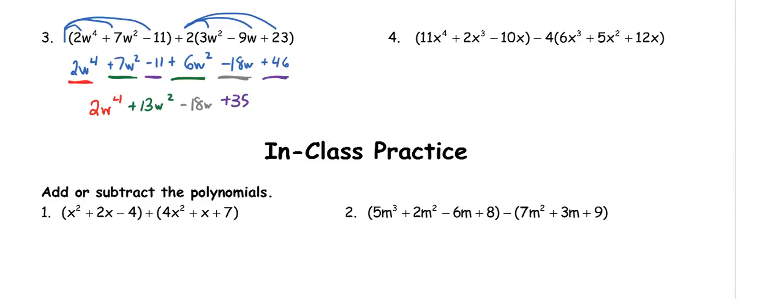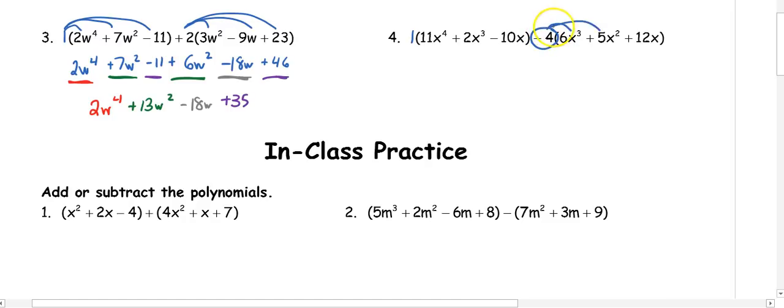In the last problem, the first parenthesis has nothing in front of it, so it's going to be a positive 1. The second parenthesis has a negative 4. Remember, if there's a subtraction sign, that we want to distribute that as a negative number. So first when I distribute 1, those stay the same, so 11x to the 4th plus 2x cubed minus 10x. In the second set of parentheses, when I distribute a negative 4, minus 24x cubed minus 20x squared minus 48x.